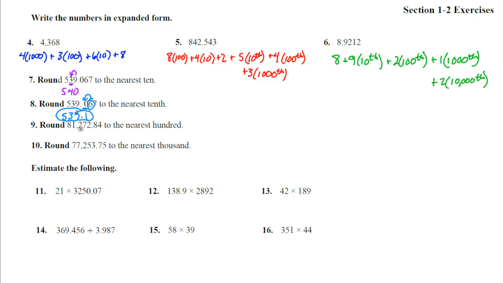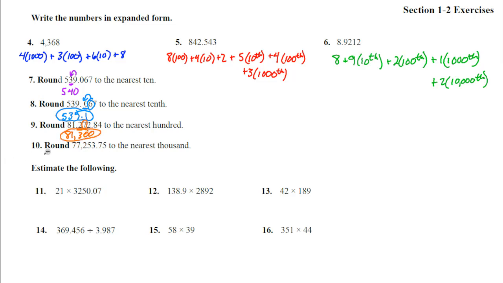Number 9, round 81,272.84 to the nearest 100. So here's the hundreds place, and we look at this number right here, the 7, and say, oh, that's bigger than 5. That means we're more than halfway between 200 and 300. You can see that 272 is closer to 300, so we go 81,300. And that's the final answer on number 9.